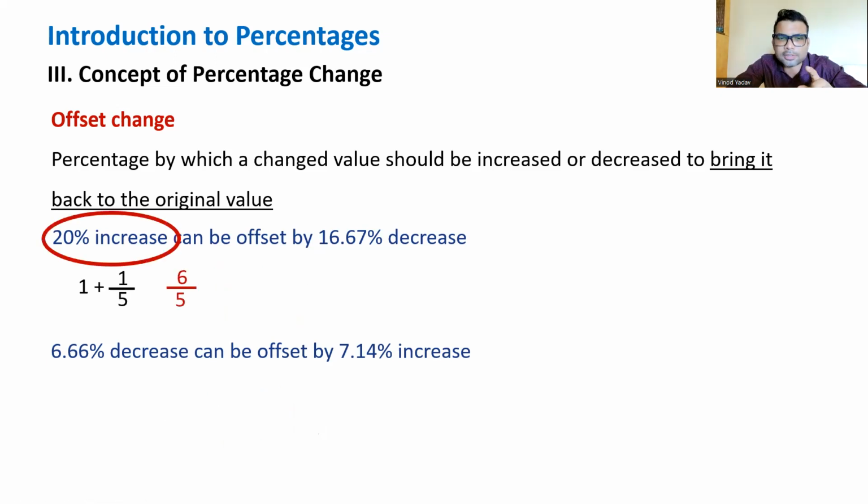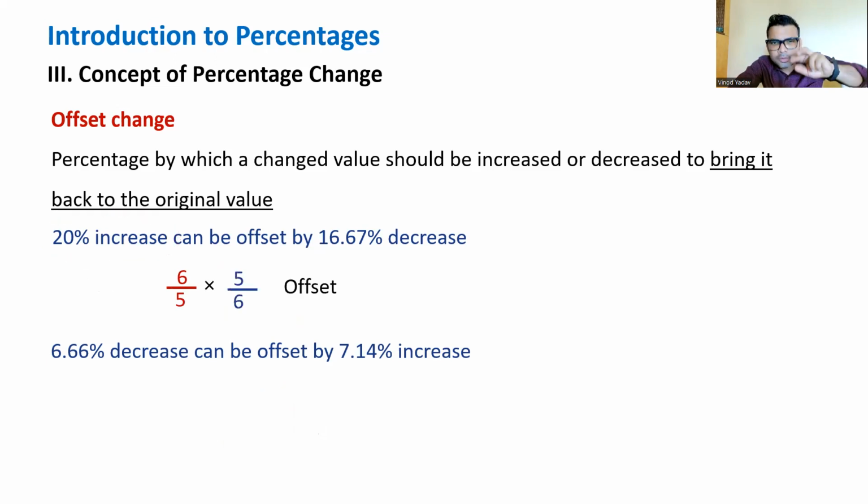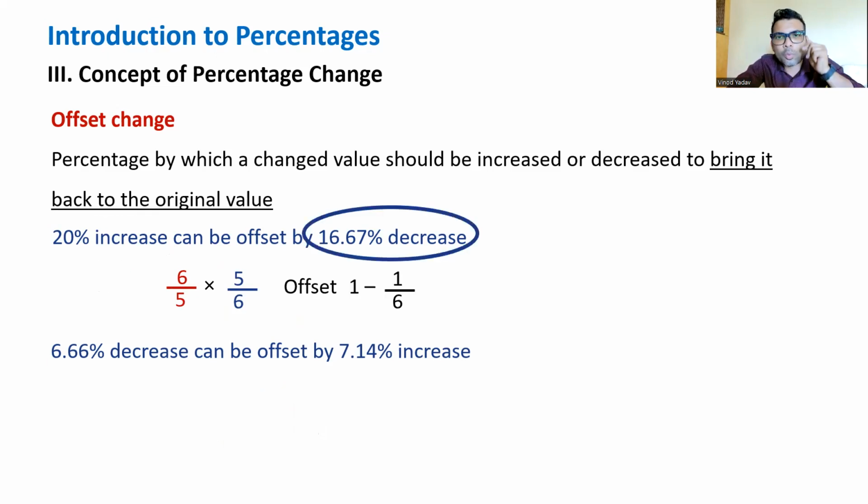One more way to look at it is 20% increase. So 1 plus base fraction. So means value became 6 by 5 times. So to get the old value back, I should nullify this change. So multiply it by 5 by 6. Then it will be into 1. Means no change. Any number into 1 means same number. And 5 by 6 means what? 1 minus 1 by 6. And 1 by 6 means 16.66%.